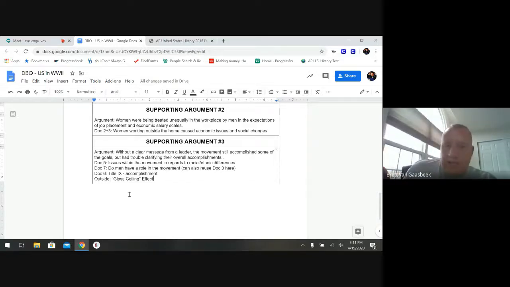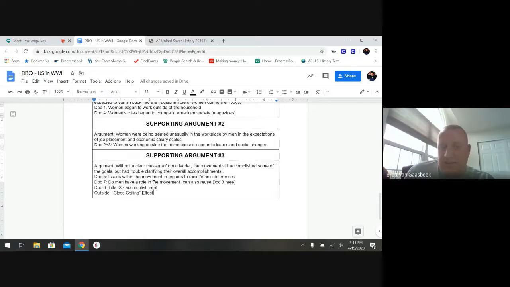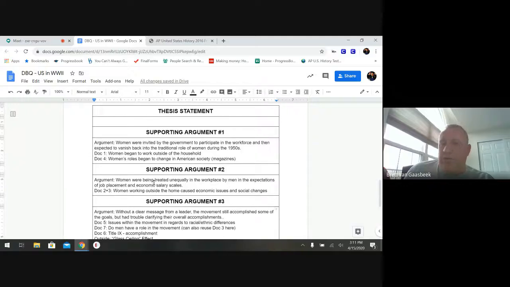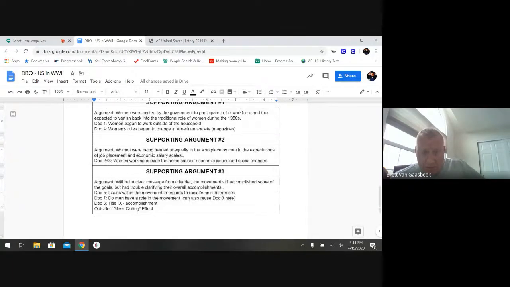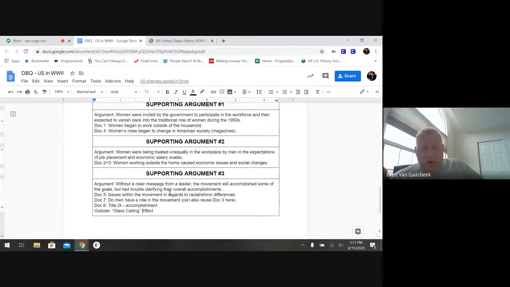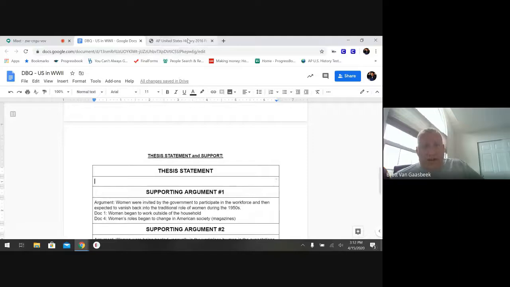And of course, you could utilize a number of different things. You could include anything in that, but that would be an outside effect where, yes, they have Title IX, but what are they doing with it? Okay. The final step is you would need to write a thesis statement. If these are my arguments, what would a thesis statement be? Well, my arguments are that women were invited by the government to participate in the workforce and then expected to vanish back into the traditional roles, women were being treated unequally in the workplace by men, and then without a clear message from a leader, the movement still accomplished some goals. Okay. Remember what they're actually asking here.